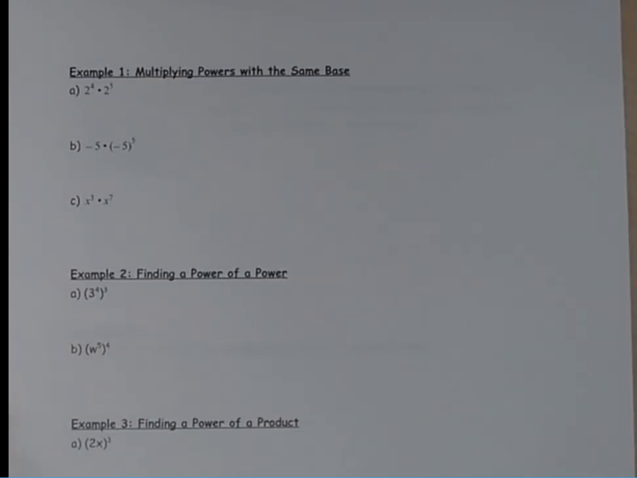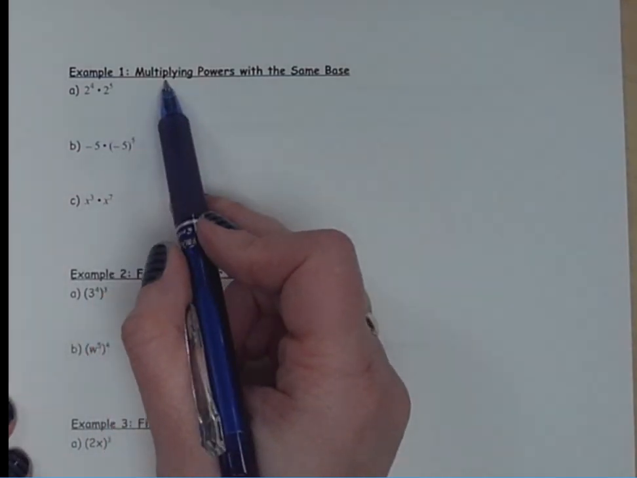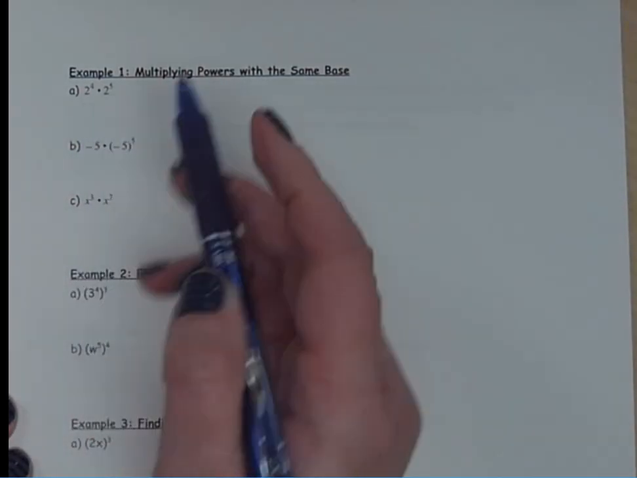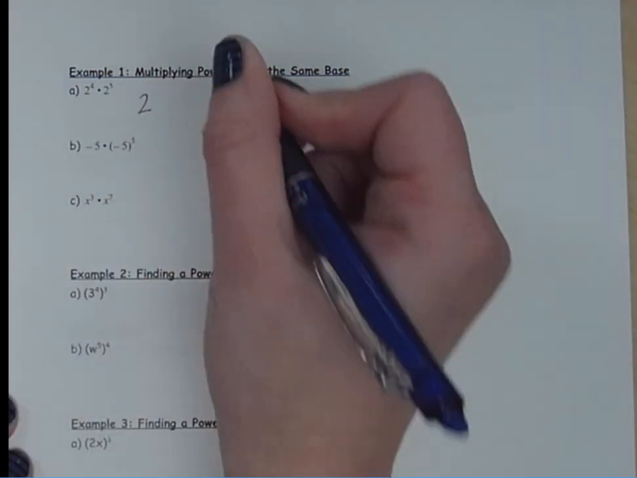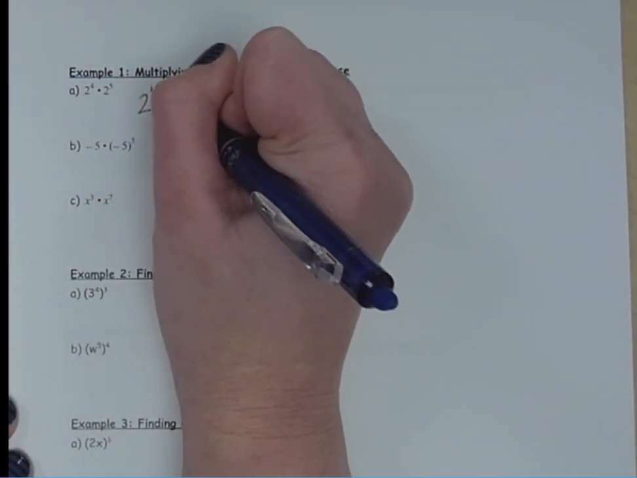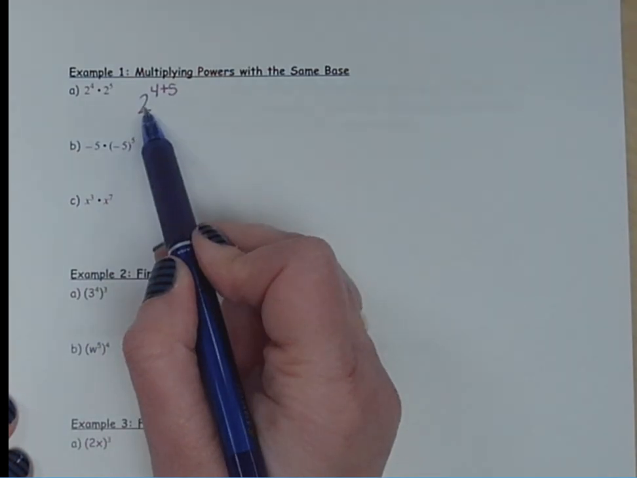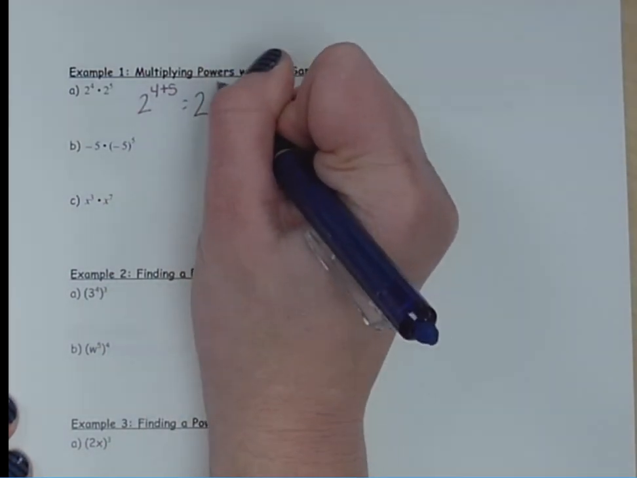Let's take a look at a couple of examples here. Multiplying powers with the same base. I have 2 to the 4th times 2 to the 5th. So I'm going to add my exponents, and I end up with 2 to the 9th.